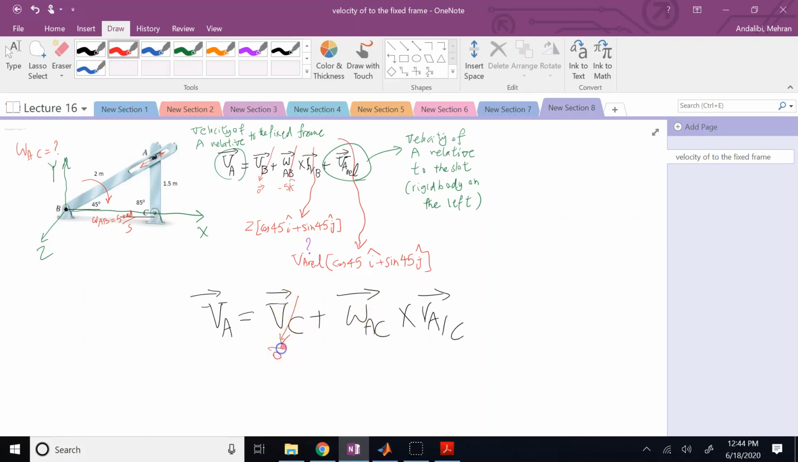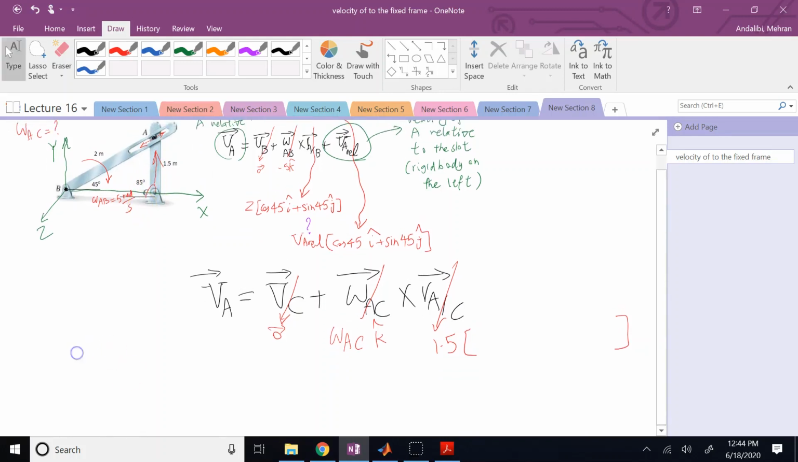Omega AC, I don't know, but I know it has a magnitude omega AC, and it is either positive K or negative K. I assume positive. It might turn out negative. That's fine. And R of A with respect to C has a magnitude of 1.5, and then it has a unit vector. The unit vector here has angle 85 degree with respect to the negative x-axis. So it is going to be negative cosine 85i plus sine 85j. And again, I don't know omega AC.